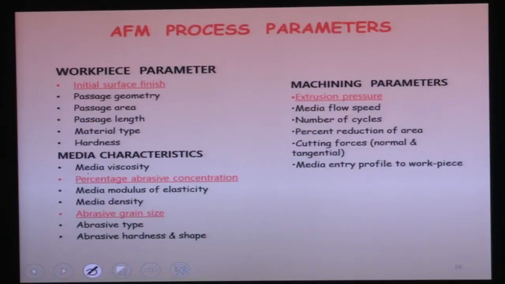So these are again the different process parameters. Now workpiece parameters: the initial surface roughness of the workpiece also matters. If it is a very highly rough surface, then you will not get that much efficiency, because it is not a bulk material removal process, it is a polishing process, and small chips are generated. Passage geometry also matters, how we have generated the passage using the tool. Passage area, passage length, material type, hardness, all these are workpiece parameters.